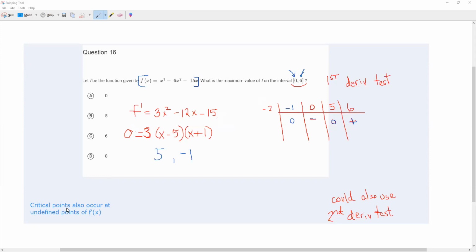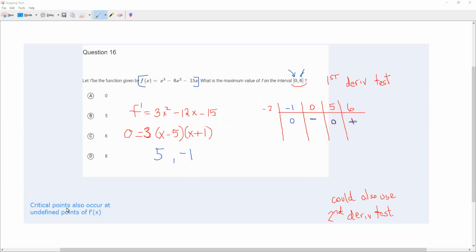We should also remember that critical points can occur where the first derivative is undefined. That would mean if you had a denominator in your expression, you could find where the denominator is also going to 0. That would be an undefined point in your first derivative. Here we don't have any of that. It's simply 5 and -1.